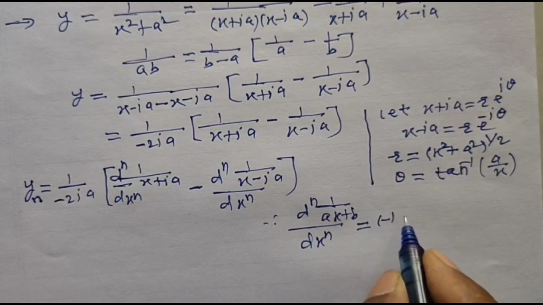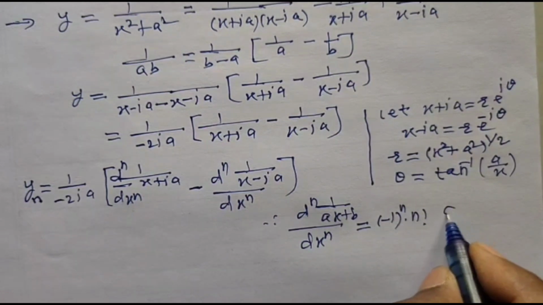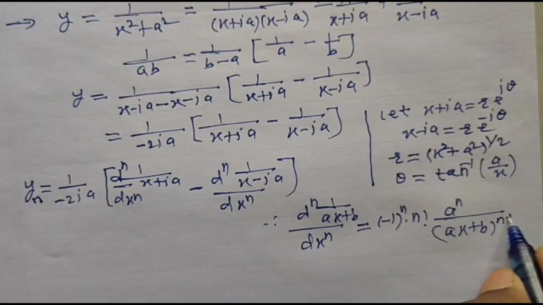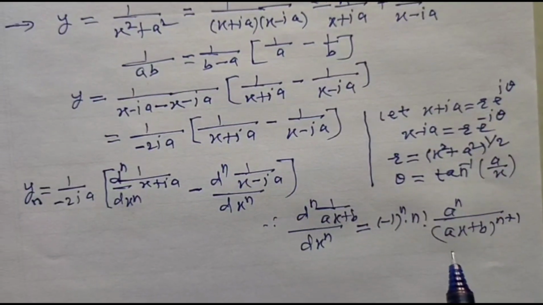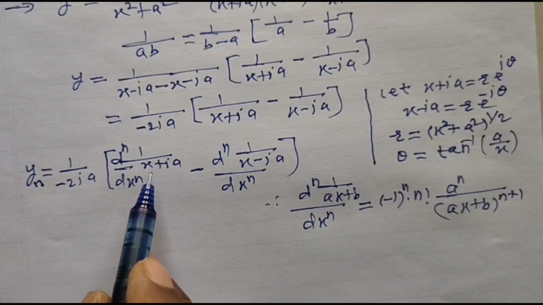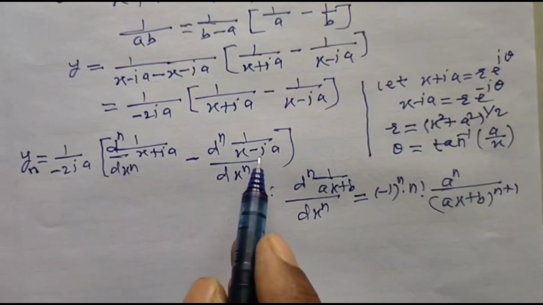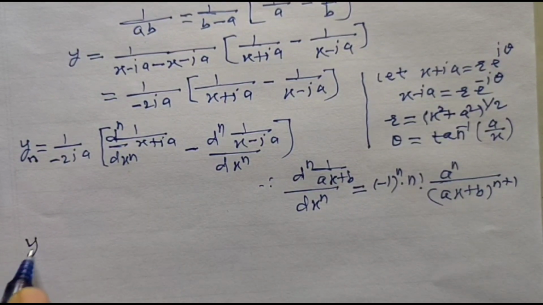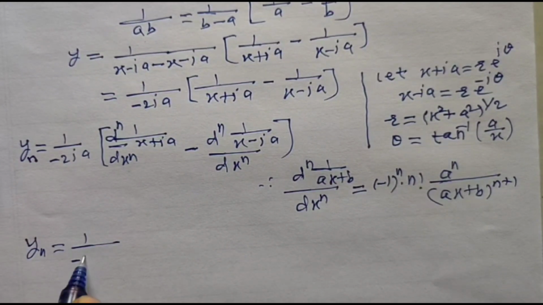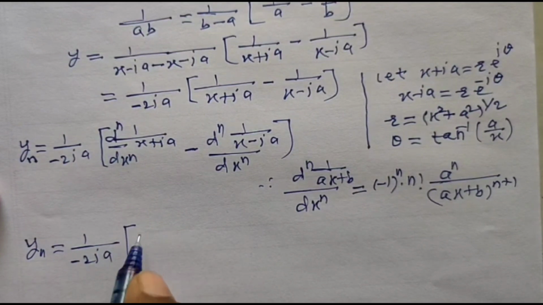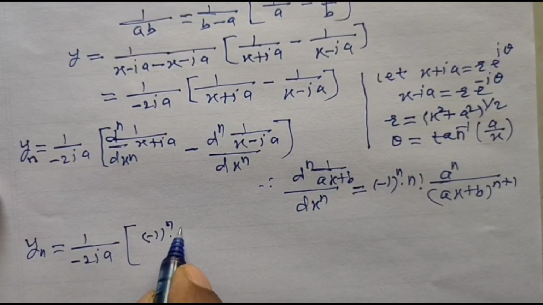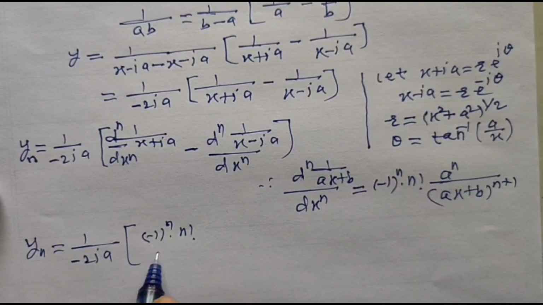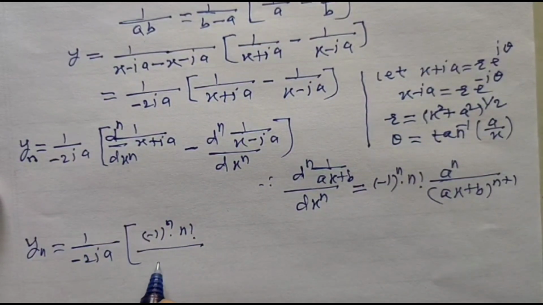So this is equal to (minus 1) to the power n factorial n, a to the power n upon (ax plus b) to the power n plus 1. Applying this formula, we can find the nth derivative of 1 upon x plus ia and of 1 upon x minus ia, because x plus ia and x minus ia are both linear polynomials. Hence yn is equal to 1 upon minus 2ia, nth derivative of this, that will be (minus 1) raised to n factorial n. A is what? Coefficient of x, that is 1. 1 to the power n is 1, divided by ax plus b, that is nothing but x plus ia.